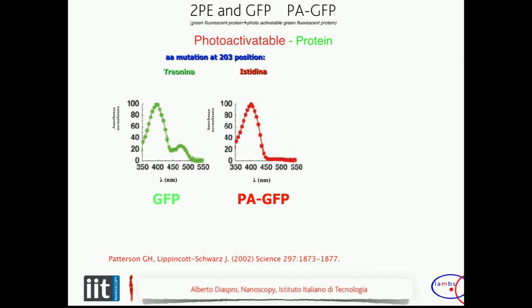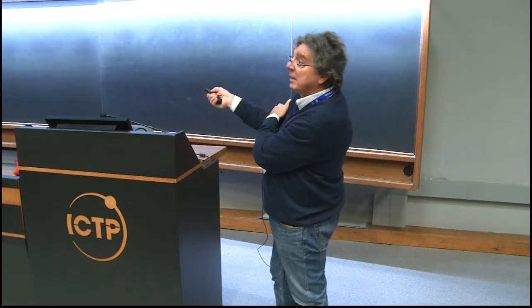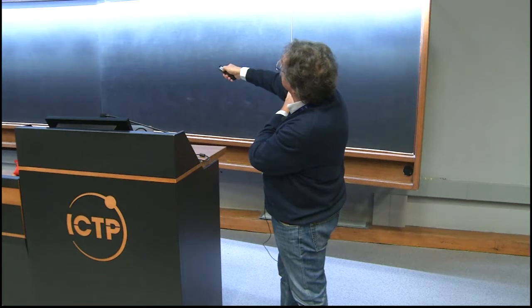And here, I can tell you the story is shorter. This is your common GFP. This is the mutated GFP. You see from this excitation spectrum that if you shine light in this, you don't have signal here.